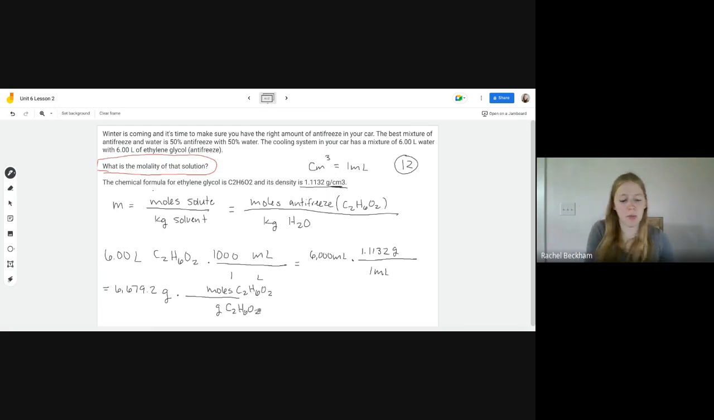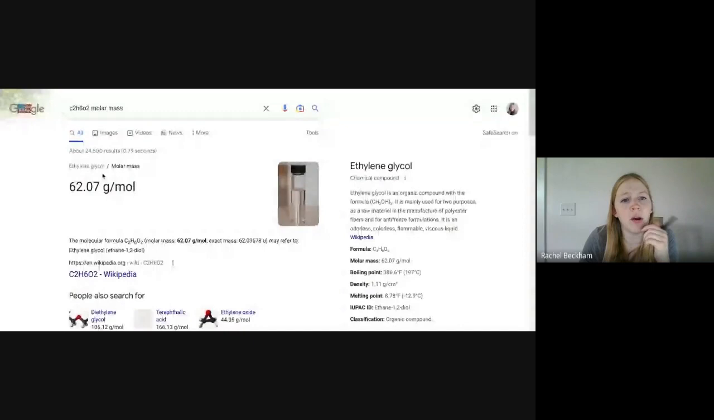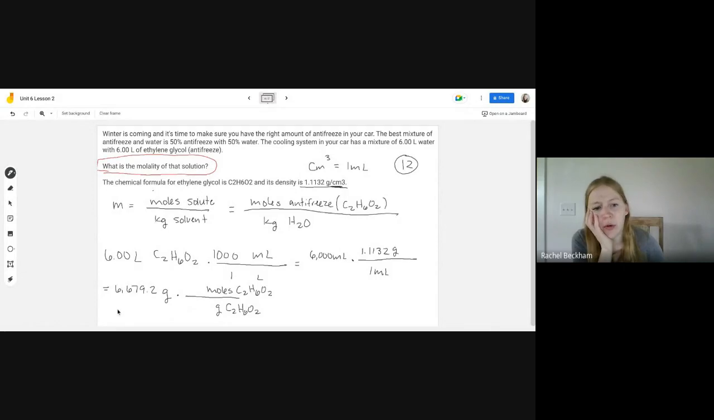Now we're just going to look up the molar mass and we're not going to add it up. We're just going to have Google help us out there. The molar mass of that is 62.07. So we're going to plug that in. The 62.07 is how many grams are in 1 mole, right? So we need to put the 62 on bottom and then the 1 on top. Basically, the number 1 is always going to go with the moles. And so now we're dividing. We're doing 6,679 divided by 62, and I'm getting 107.6 moles.